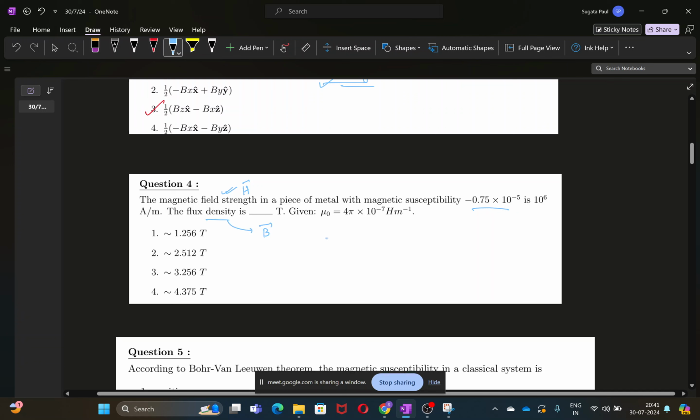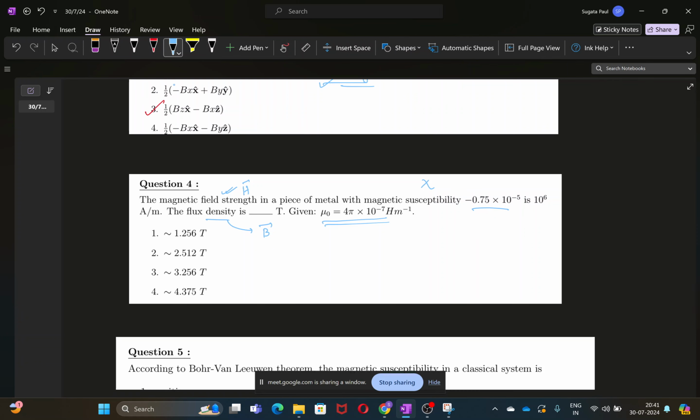vector, where you are given the mu naught value, which is the free space magnetic permeability, and the magnetic susceptibility value, which is chi of the material, given as minus 0.75 into 10 to the power minus 5.